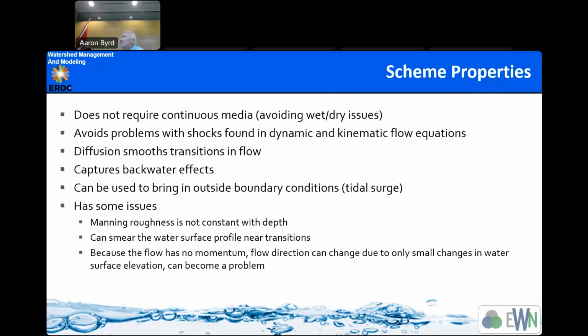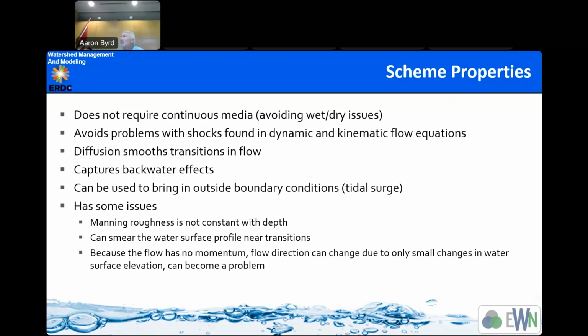So the basic formulation has some issues, and that we know Manning's roughness is not constant with depth, and that's the way it's written and solved in there. We know diffusive wave can smear surface water profiles near transitions. So if you were to look at a solution with GSSHA versus say RAS, the lines would pretty much follow on top of each other, except for where things are changing rapidly. In those cases, the full dynamic wave equation is going to capture that transition accurately, and GSSHA would smooth it out. Diffusive wave smooths that out. So that's where we know it's inaccurate, because it doesn't solve that part of the equation.